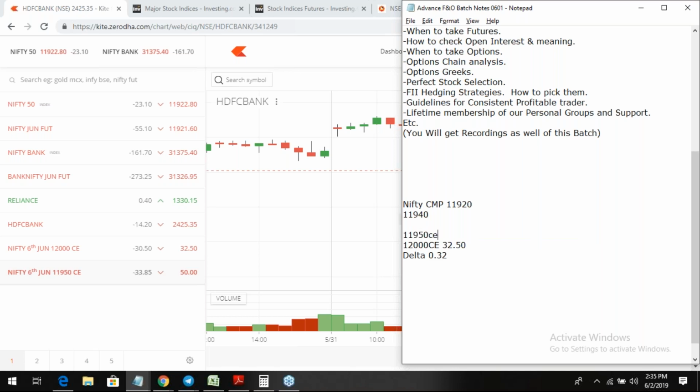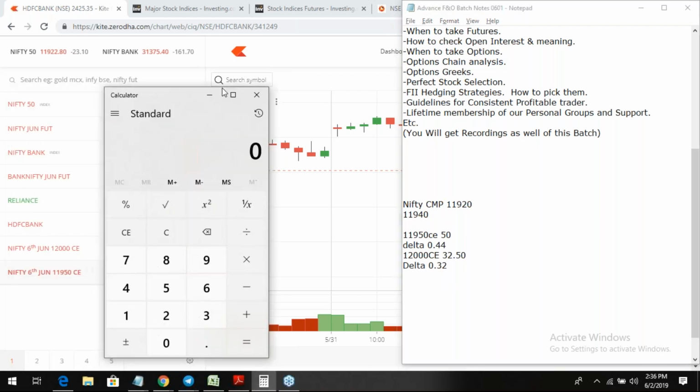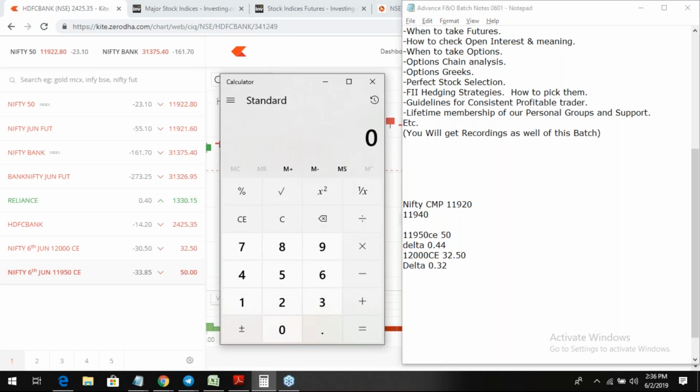11,950 CE, 50 rupees. Delta is 0.44. If Nifty goes 20 rupees up, what will be my rate? Now see the difference. 0.44 into 20, 8.8 plus 50 rupees, 58.8.